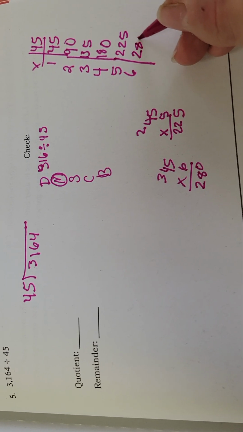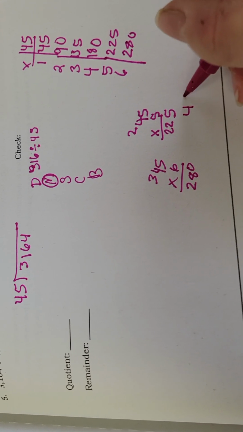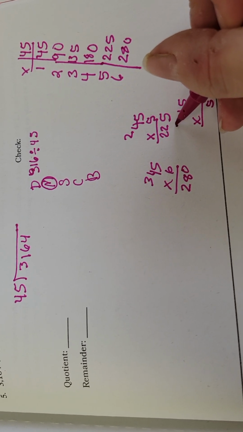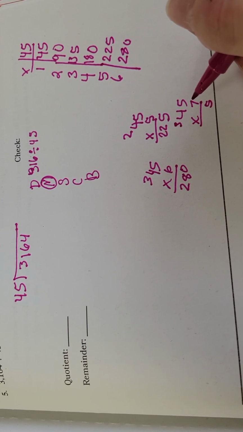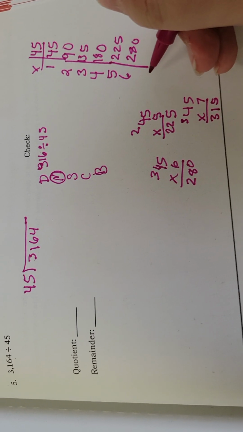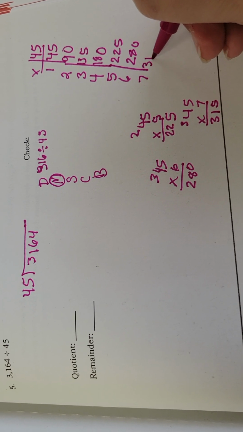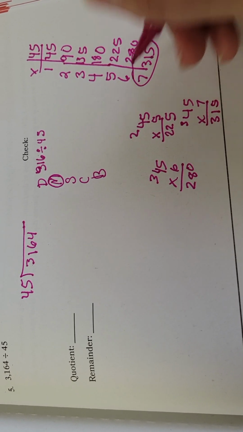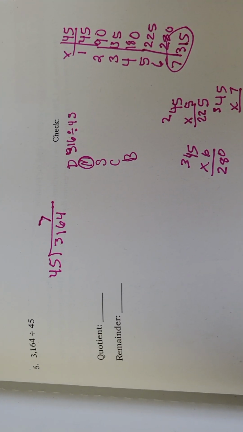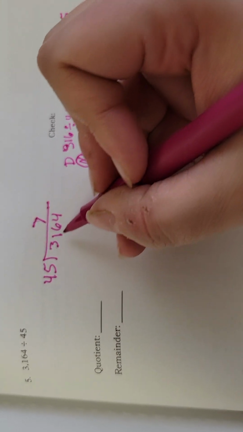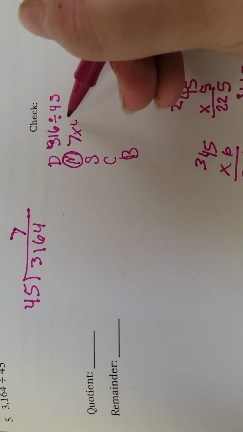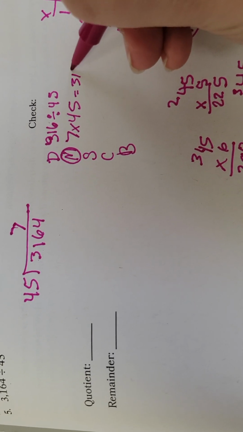We're getting close. And yes, sometimes this is a long process and it does take a while to do all this mental math, but it's part of the process. 28, 29, 30, 31. Perfect. Okay, so we know that 7 groups of 45 can go into 316. So that would have been 7 times 45 equals 315.